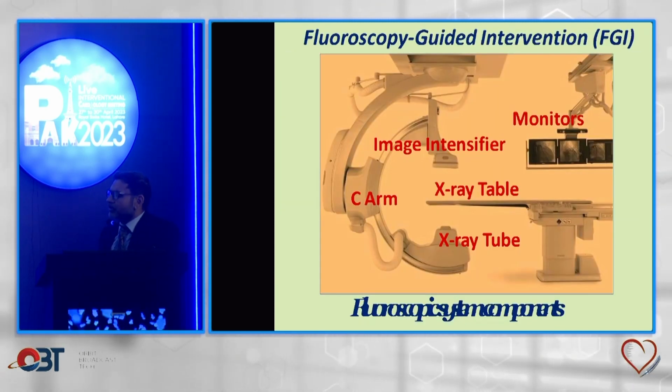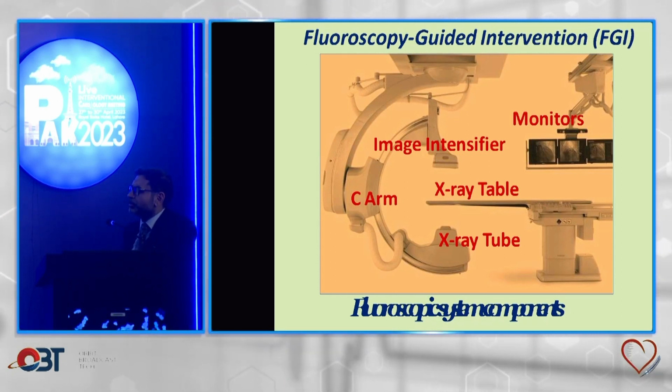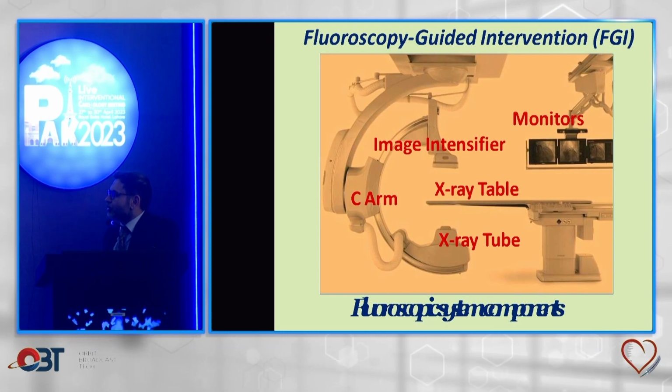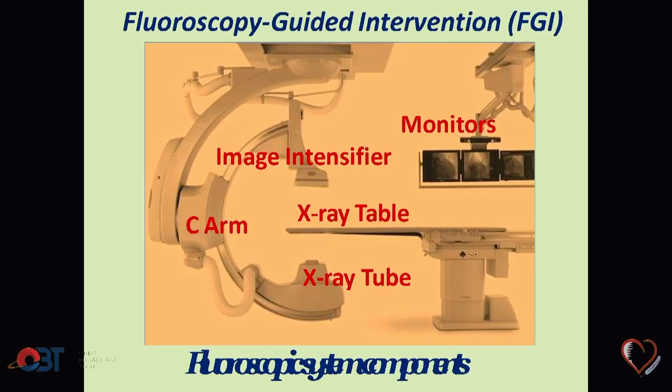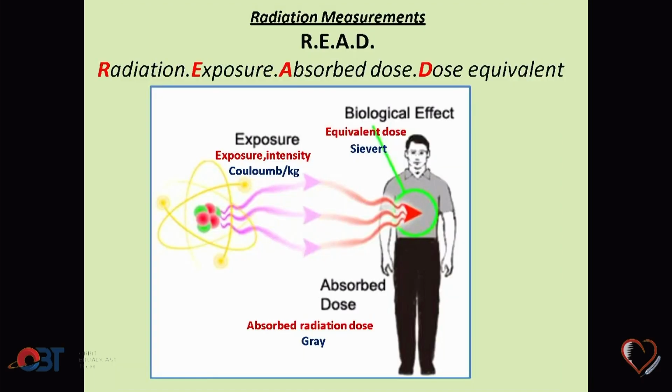This is a kind of a standard cath lab model all of us are familiar with. This is an image intensifier. This is the tube where the radiation is produced. Then you have the table and the monitors. So how do we get the radiation? Basically, it's the scatter radiation. What happens is the X-ray tube produces the radiation. It goes through the patient and gets scattered and gets exposed to the operator or the staff that is present in the cath lab.